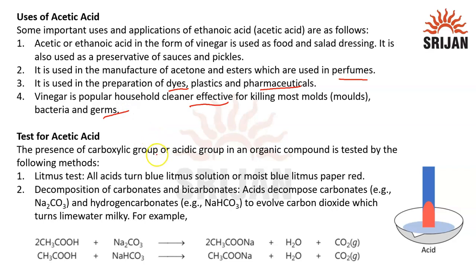Now how can we test acetic acid? We know that acids turn blue litmus solution or moist blue litmus paper red. So this is the test we can do. Also by the decomposition of carbonates and bicarbonates. Acids decompose carbonates like sodium carbonate or sodium hydrogen carbonate to give CO2, which turns lime water milky. So here CO2 gas is evolved, which is again a test for carboxylic acids.